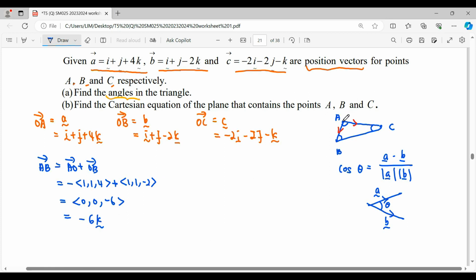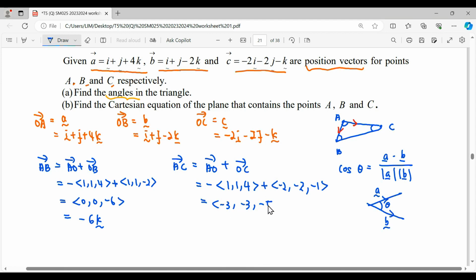Once we have found the vector on this side, we need to find the vector on the other side, which is the vector from point A to C. Vector AC can be formed using AO plus OC. AO is in the opposite direction of OA, so you will have a negative vector, and OC here is negative 2, negative 2, negative 1. Simplifying, we get negative 3, negative 3, negative 5, so negative 3i, negative 3j, and negative 5k.